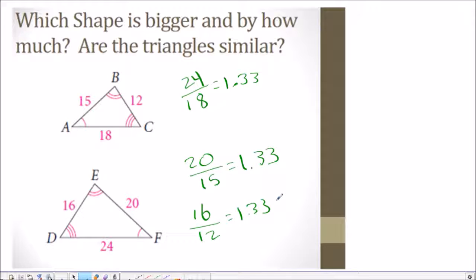So let's go back to these questions. And how much bigger is it? Well, check it out, y'all. It's 1.33 times bigger. That answers the question. And we checked all the side lengths, and that relationship holds up for all of them.